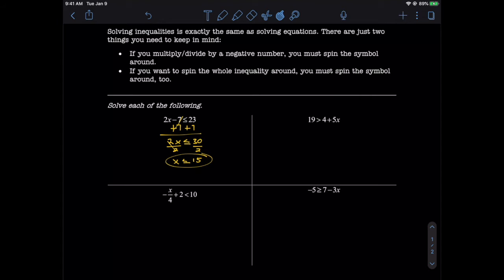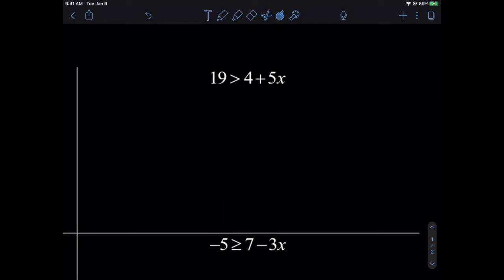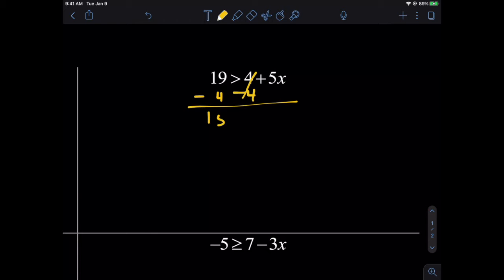Next example. This time we get ourselves 19 is greater than 4 plus 5x. We're trying to solve for x here, so we gotta get rid of the 4 first. Doesn't matter that our x term goes second. If we're trying to solve, get rid of the stuff that's farthest away. So we start by subtracting, and it's gonna give us 15 is greater than 5x. Once again, you got multiplication, divide it away. The 5's cancel, and 15 divided by 5 is 3, and this gives us 3 is greater than x.